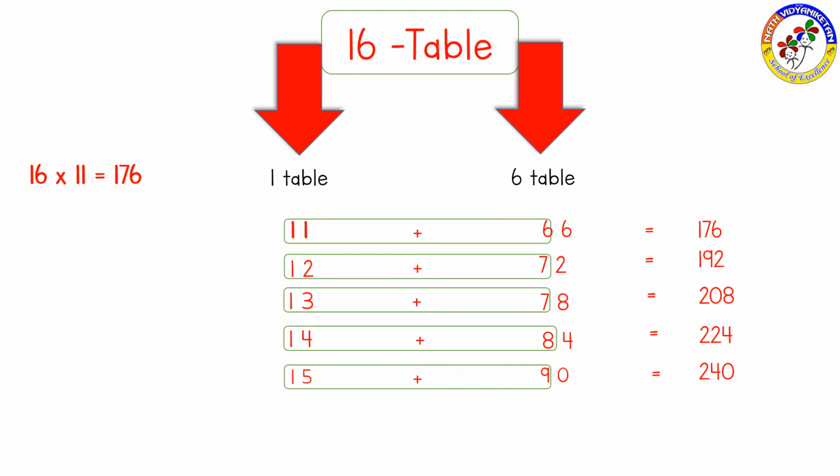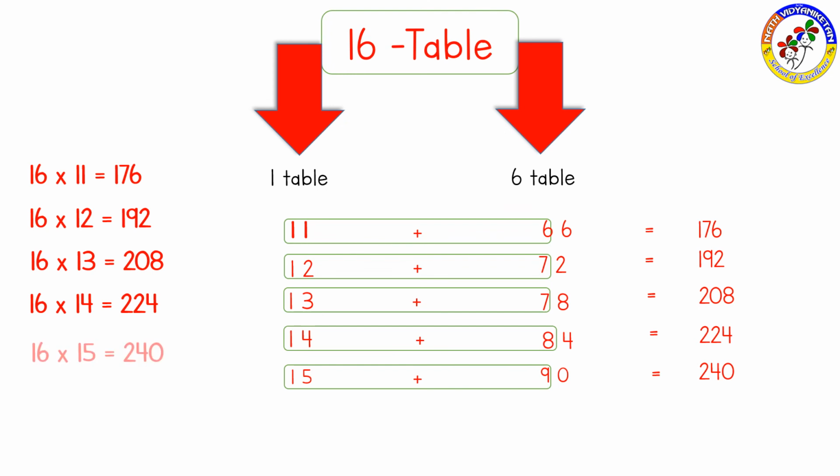So let us read this. 16 11s are 176. 16 12s are 192. 16 13s are 208. 16 14s are 224. 16 15s are 240.